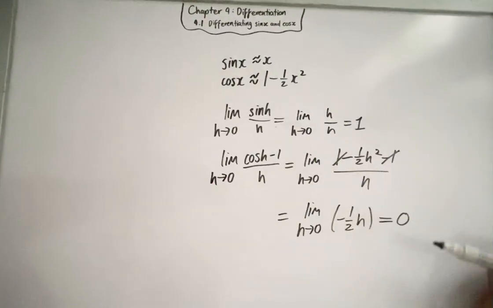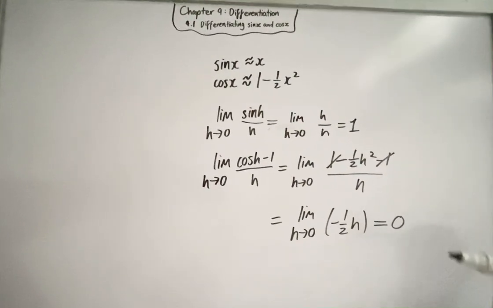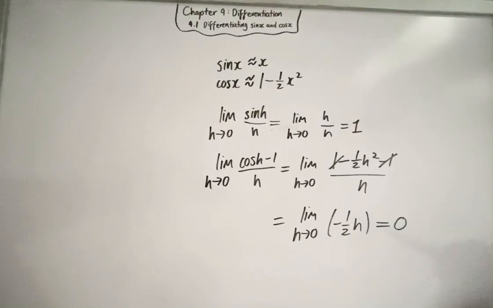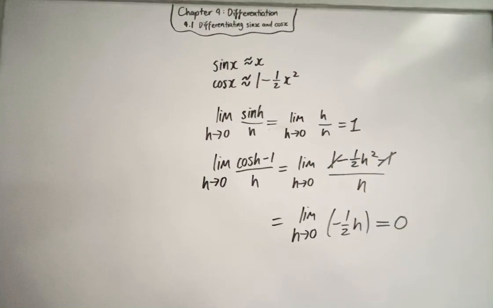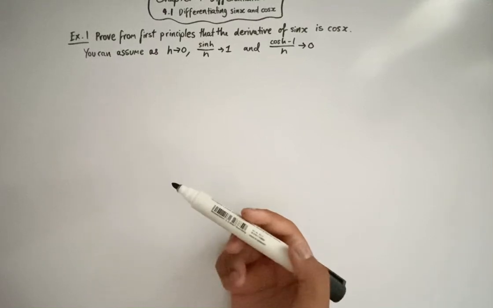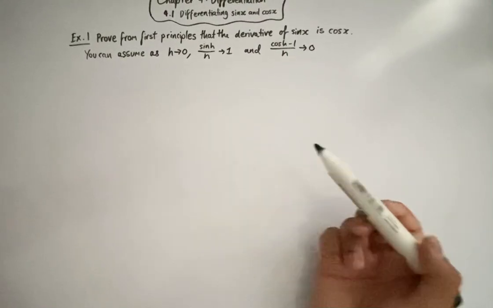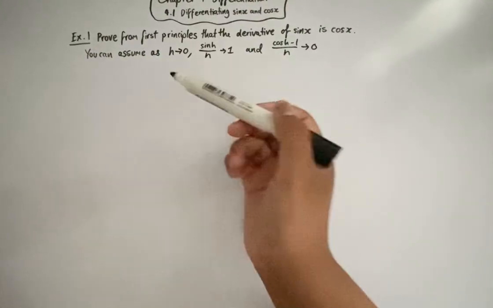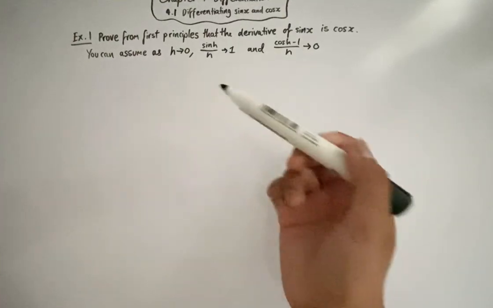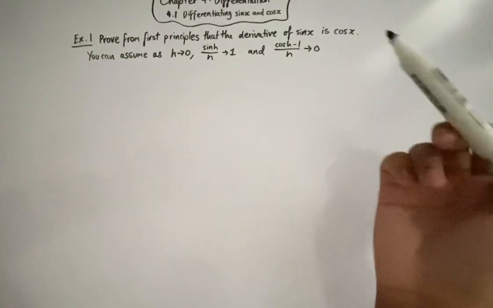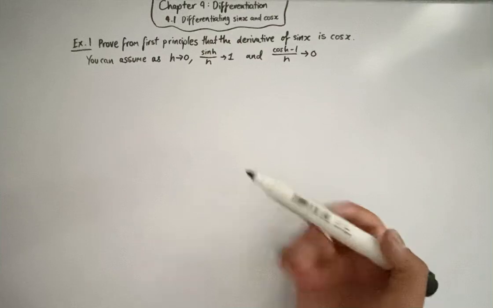Now these two limits will be used inside of the first principle derivations for sin x and cos x, and you need to use them. Let's do an example. Prove from first principles that the derivative of sin x is cos x. You can assume that as h tends to 0, sin h over h will tend to 1, and cos h minus 1 over h will tend to 0 from before.